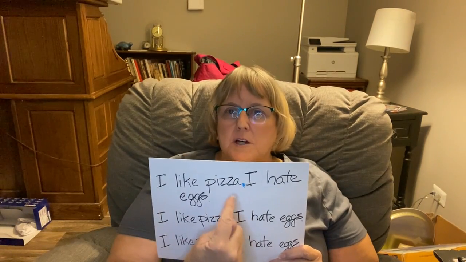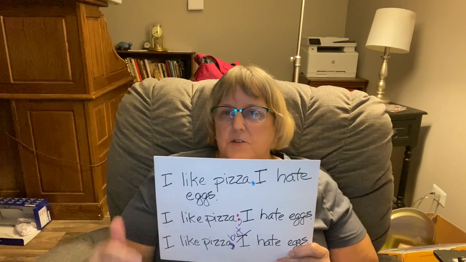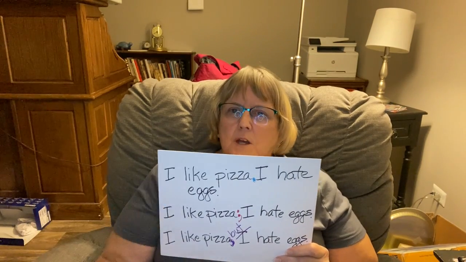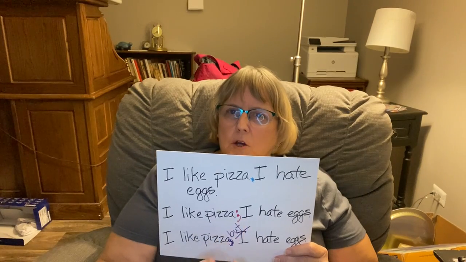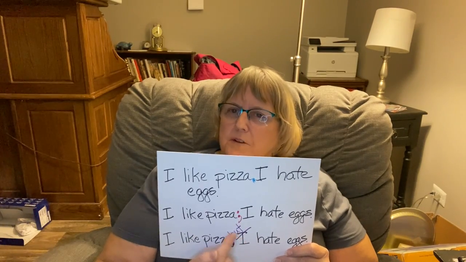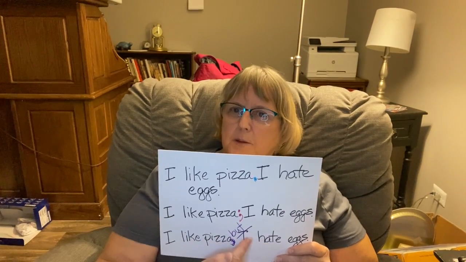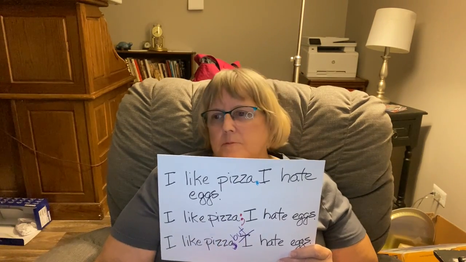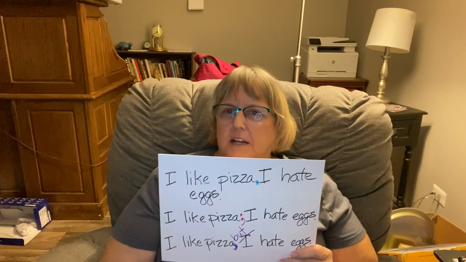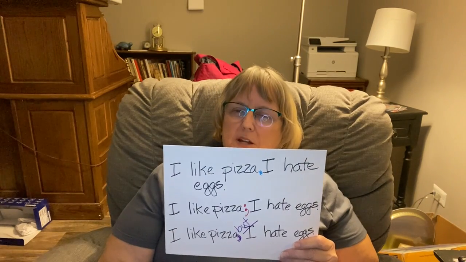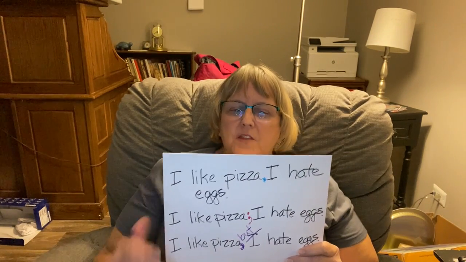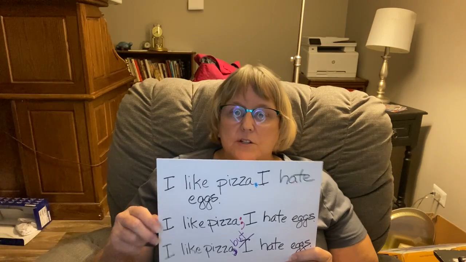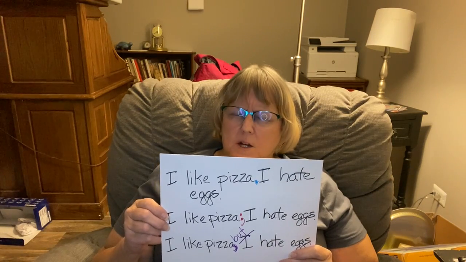Okay, so here are your three ways to fix a run-on. Really, really simple. A period, and of course, this could be a question mark and it could be an exclamation point. Grammatically, they're the same as a period. You can use a semicolon, or you can use a comma and then one of the FANBOYS. It could be, I like pizza, and I hate eggs, but I hate eggs, yet I hate eggs. You just go by the meaning you're looking for. And those are the three quick ways to learn to fix a run-on sentence.